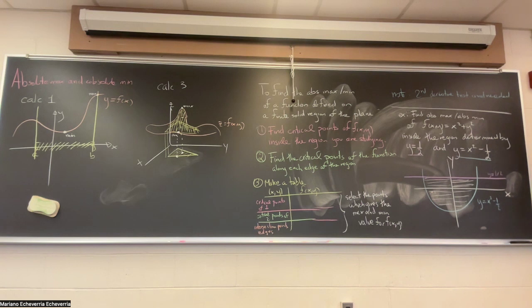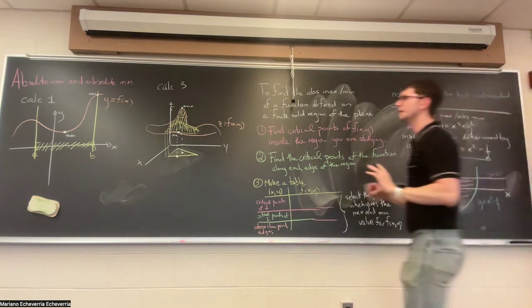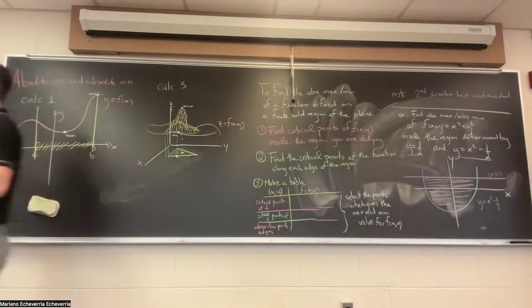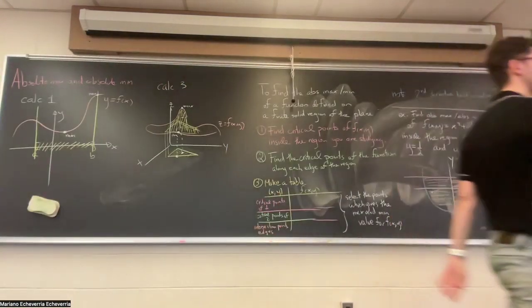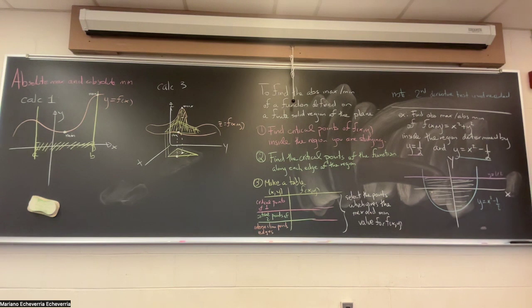Is that making sense? So we're limiting the graph to just lie within that region. It doesn't matter what the graph is doing outside this region. You only care about what's happening inside. Is that okay? So let's just find out these critical points that I'm telling you about.